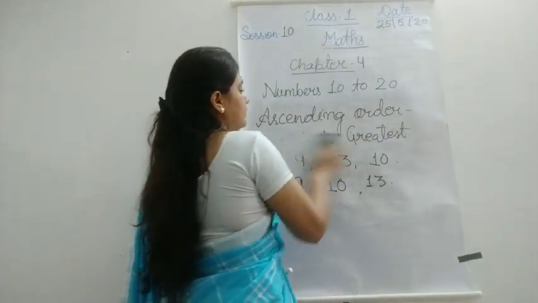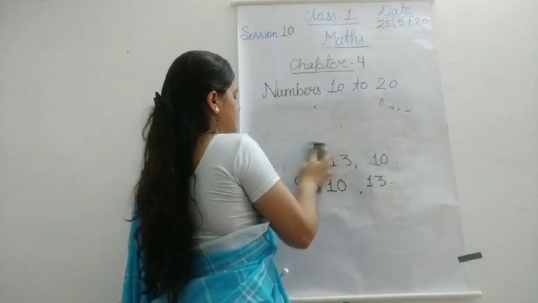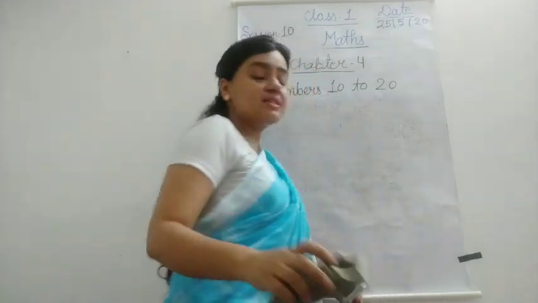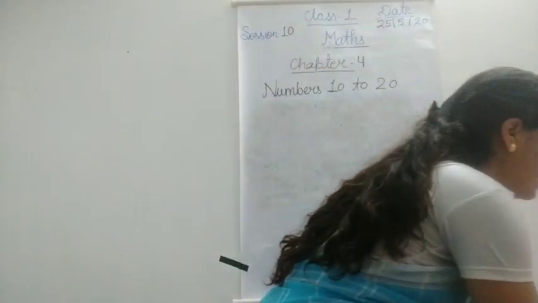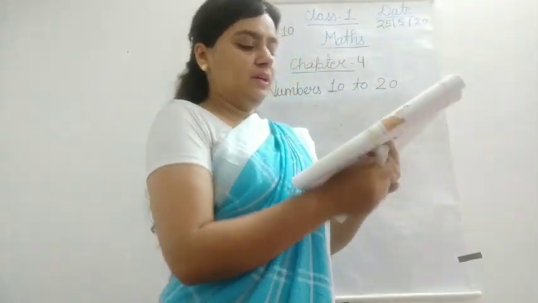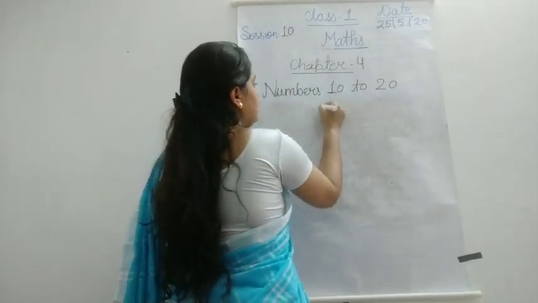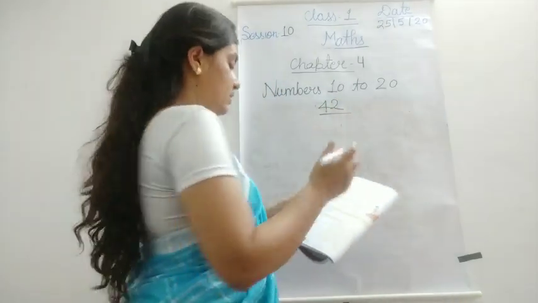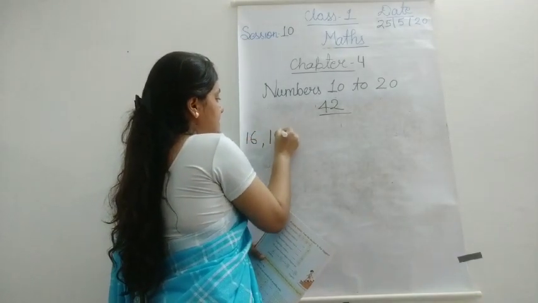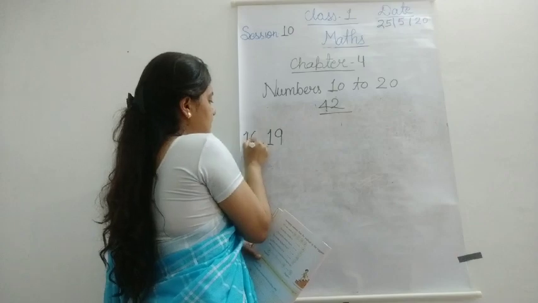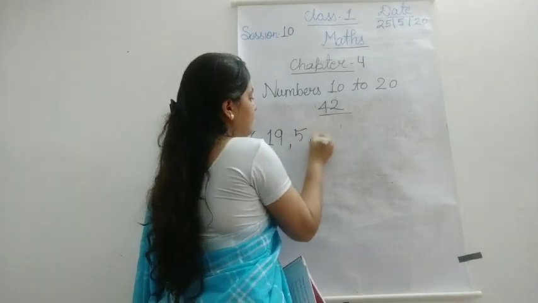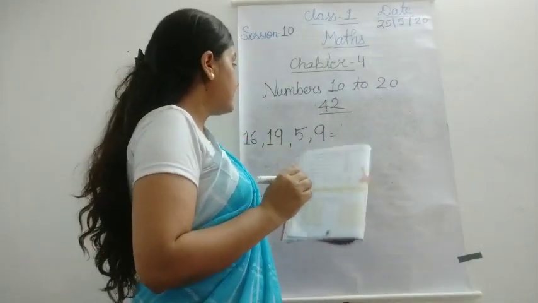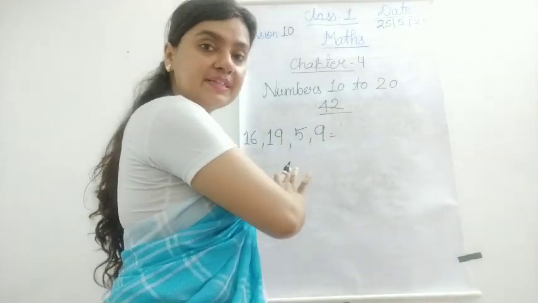Okay, now we will do what? Let's do some exercise which is given in your book. Here you can see page number 42. Here, write the given numbers in ascending order: 16, 19, 5, 9. This you have to write down in ascending order. So which number will come at first place? Which one is the smallest here?